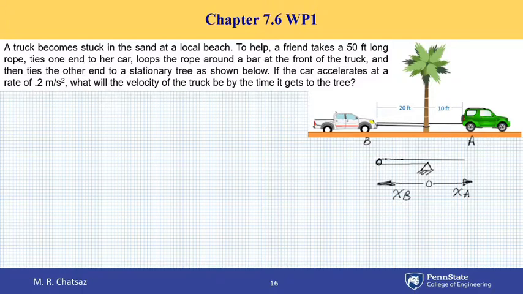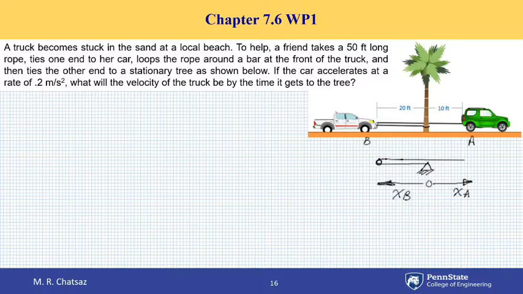So what we want to do in these types of situations where we have a dependent motion type problem is to take advantage of the fact that length of the cable, or the rope in this case, is constant, and write an equation for the length in terms of the position variables. This equation is commonly called the constraint equation.